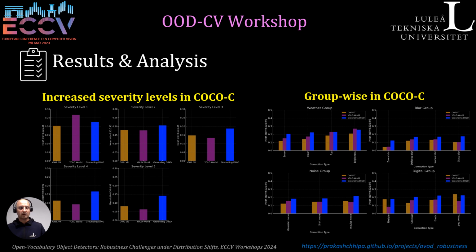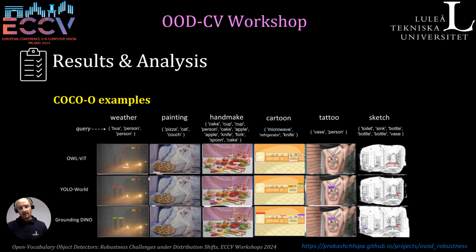But in general, all three models, when exposed to distribution shift due to corruptions, natural variations, or background changes, when they are exposed to such adversarial examples and environments, tend to perform poorly compared to the standard distribution. Here you could also see a visual example on COCO-O where all three models are exposed, and as the information decreases from weather painting to cartoon and tattoo, then sketch, the model's zero shot capability also seems to decrease.